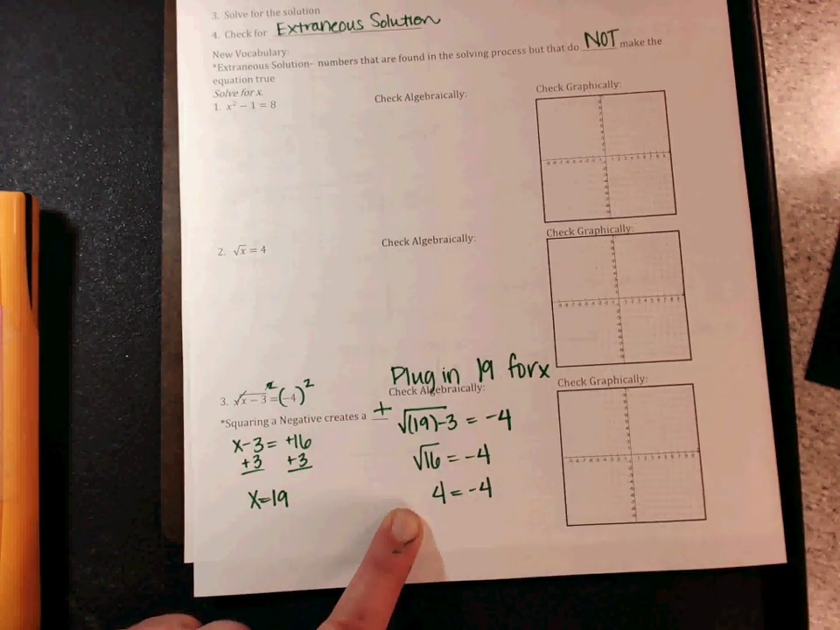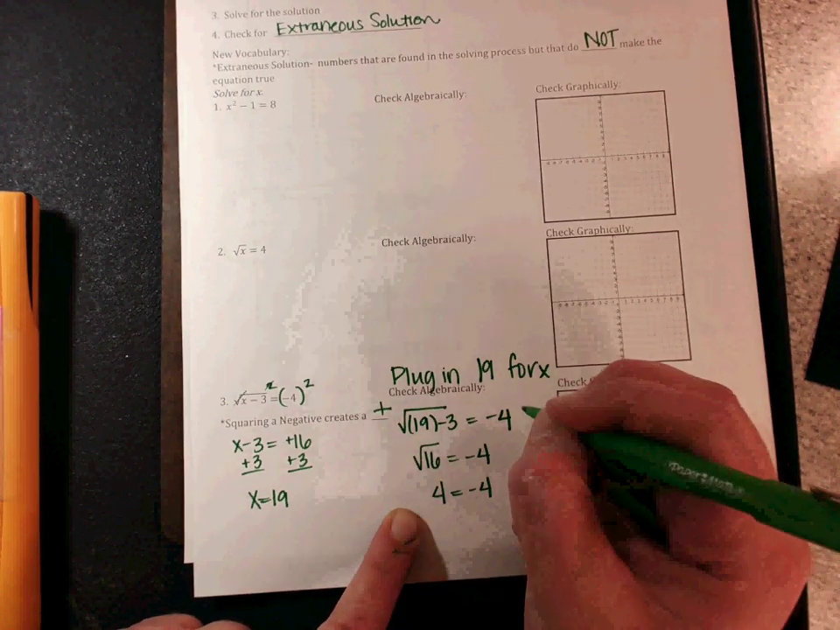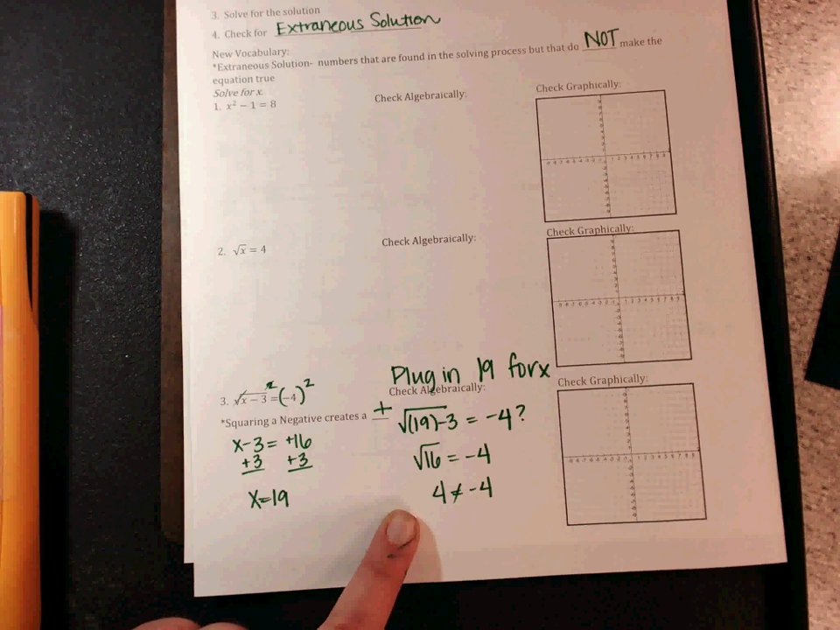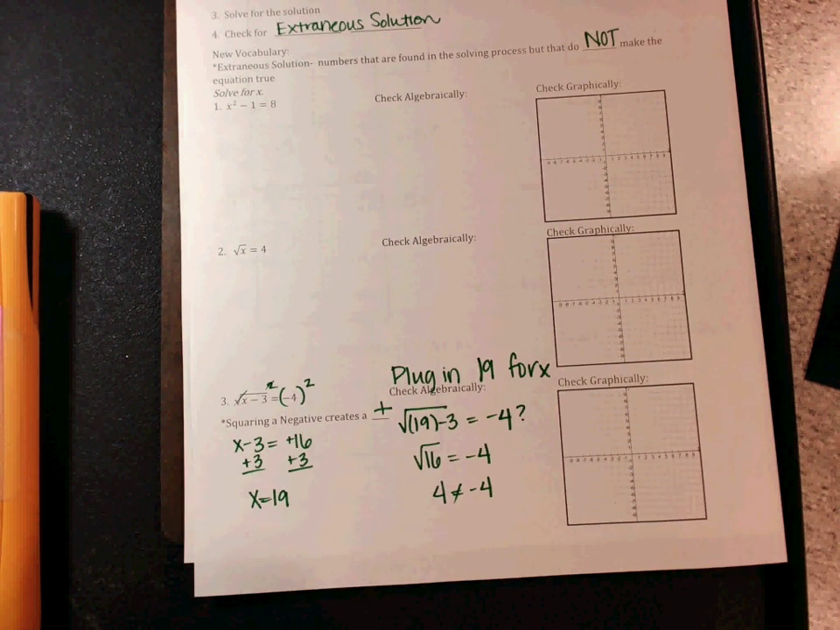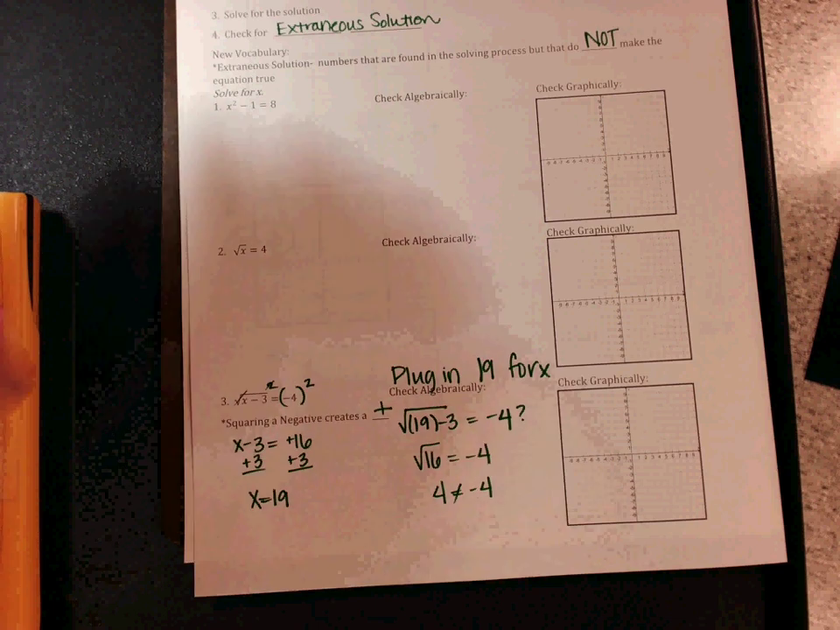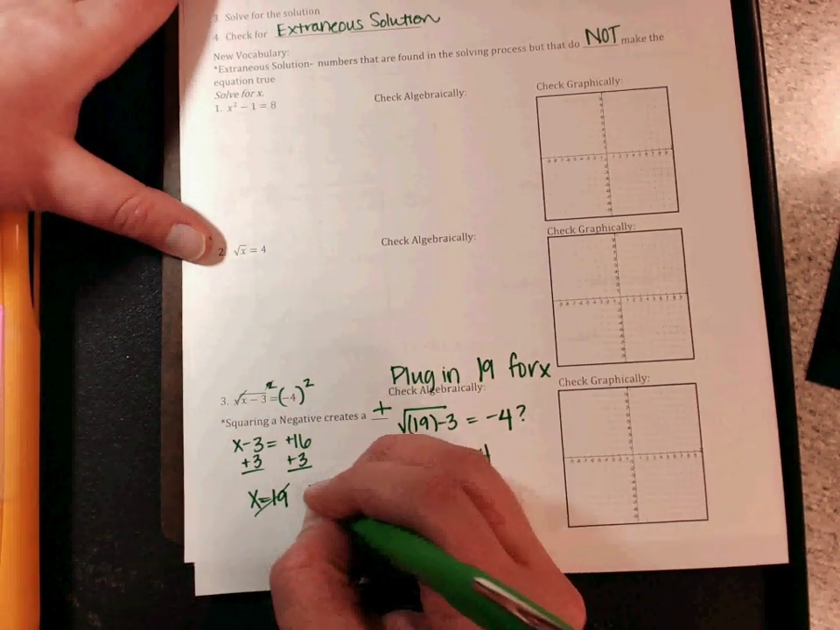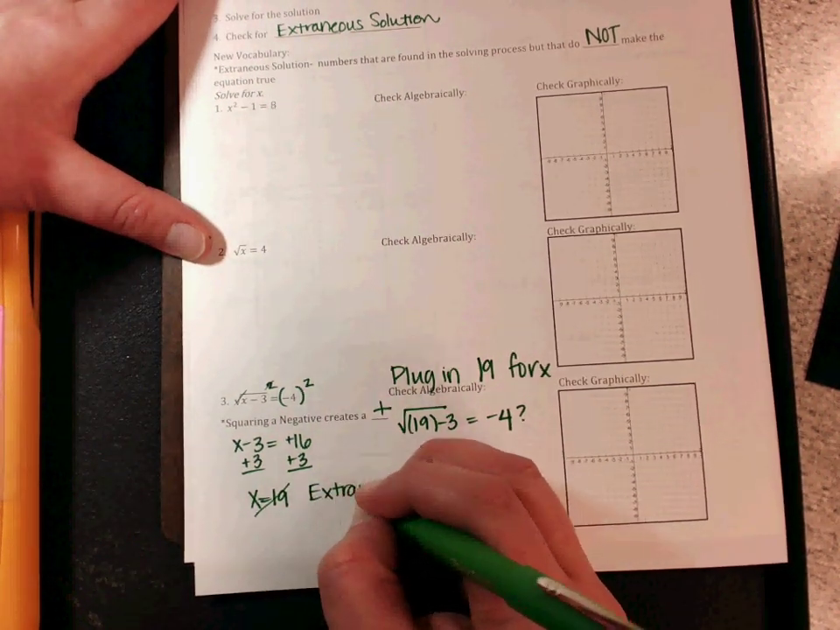4. Does 4 equal negative 4? No. The answer is no. That is an extraneous solution, because when I go back and plug that number in, I get positive 4, but the equation says it's supposed to equal negative 4. So you would cross it out and write extraneous.